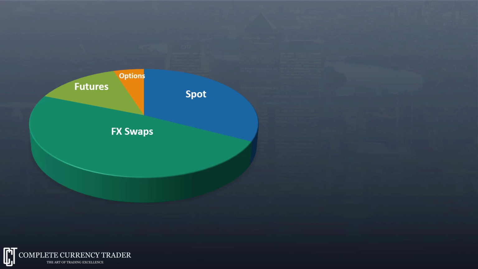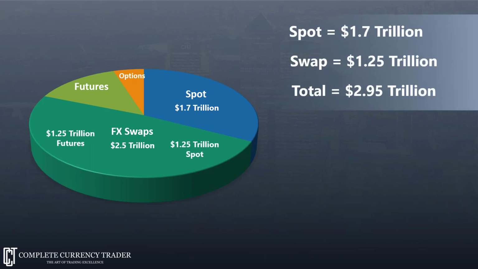Now, look at the size of these segments. Spot is $1.7 trillion per day. Swaps are $2.5 trillion. Half of that swap is a spot trade. And all of those spot trades combined is a total of $2.95 trillion.